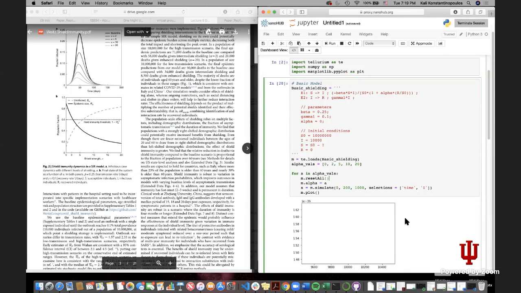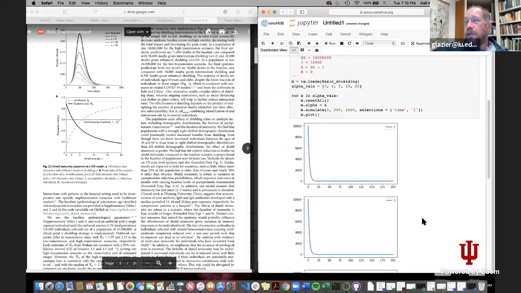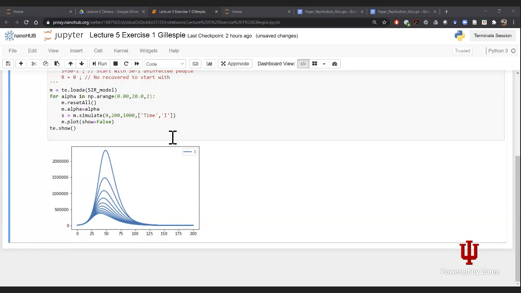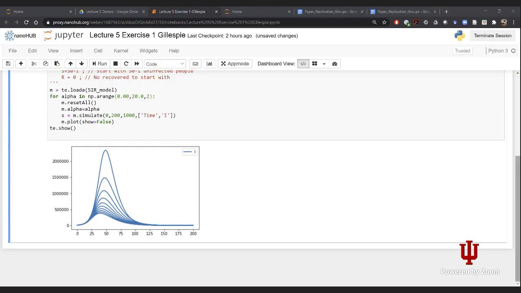Should I not reset all here? No, that should be right. Let me, let's see, because I've got basically, let me screen share for a second and show you what I got. Did anybody else have any luck with this? I am not having any luck with it. Okay, can you see my Tellurium now? Yeah, we can see yours.